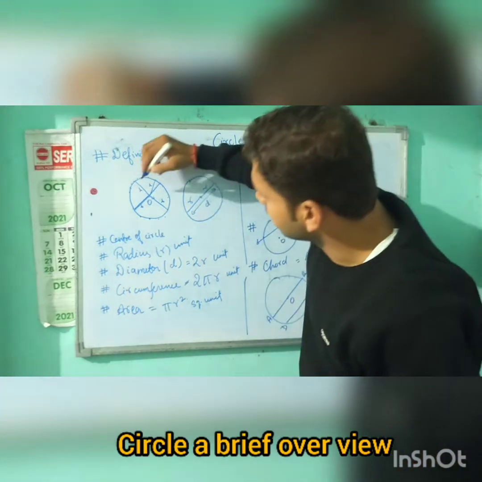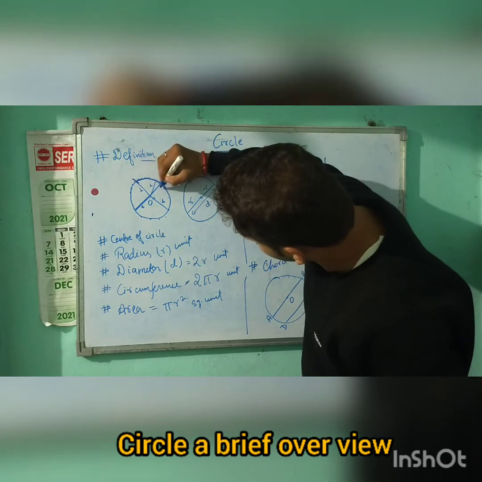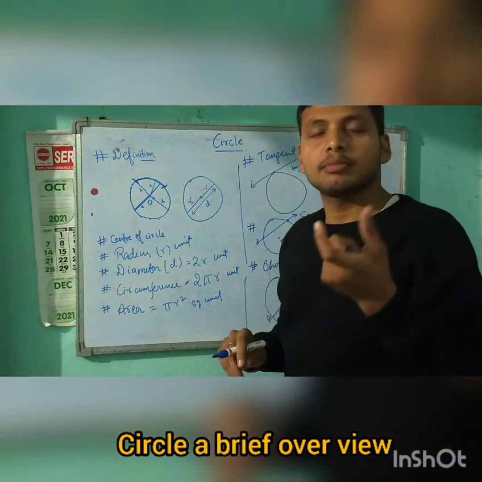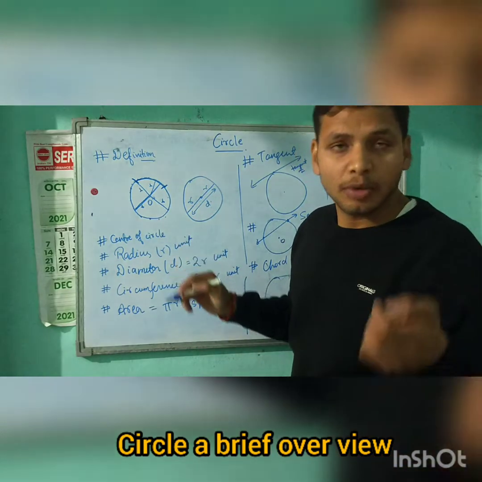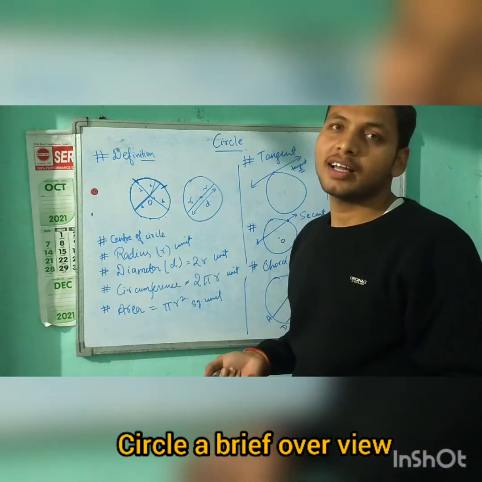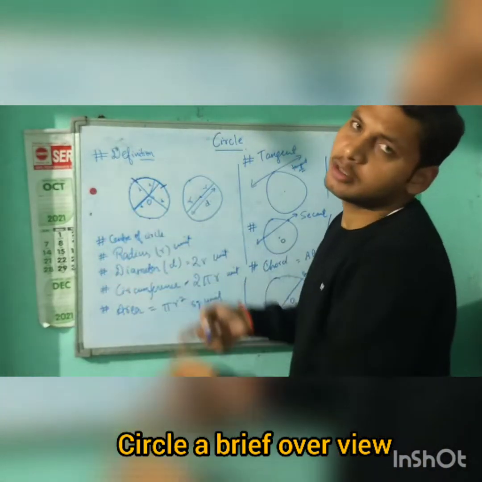What is the arc of a circle? So this part, a small length on the circumference of the circle, is called the arc. The smaller arc is called the minor arc, and the arc other than the minor is called the major arc.